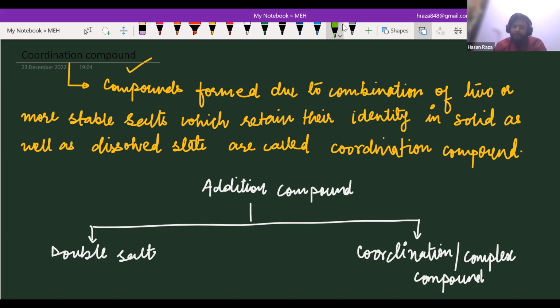The salt or the addition compound which does not retain its identity in dissolved state or in solution is called double salt, and the addition compound which retains its identity even in dissolved state or solution is called coordination compound. Is that clear?